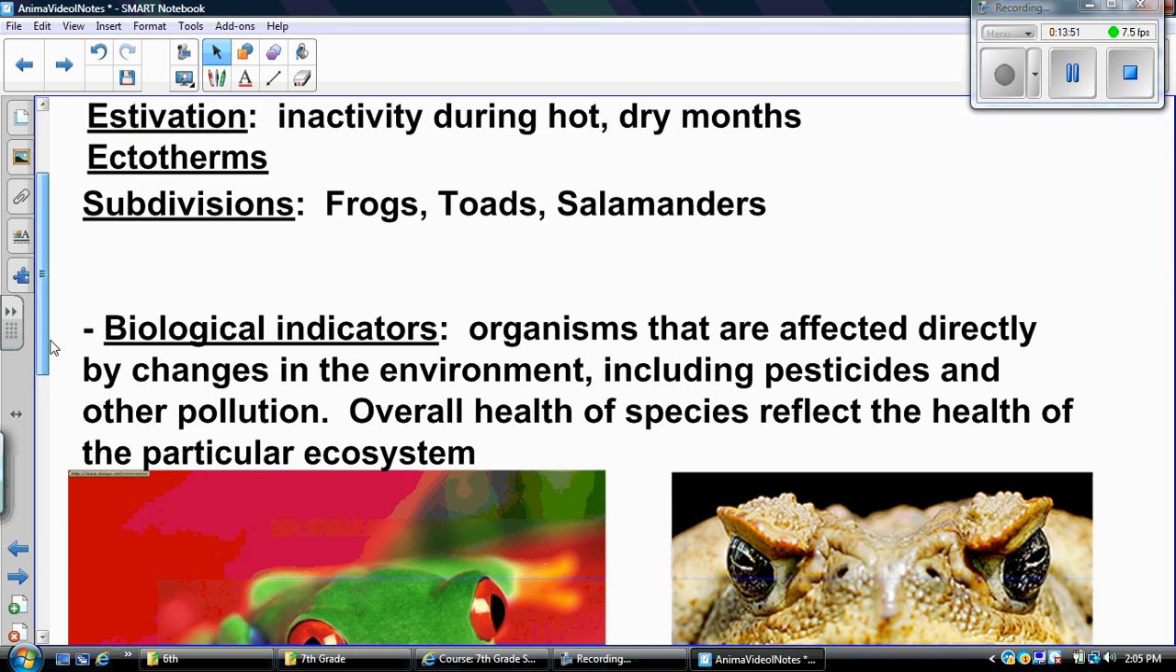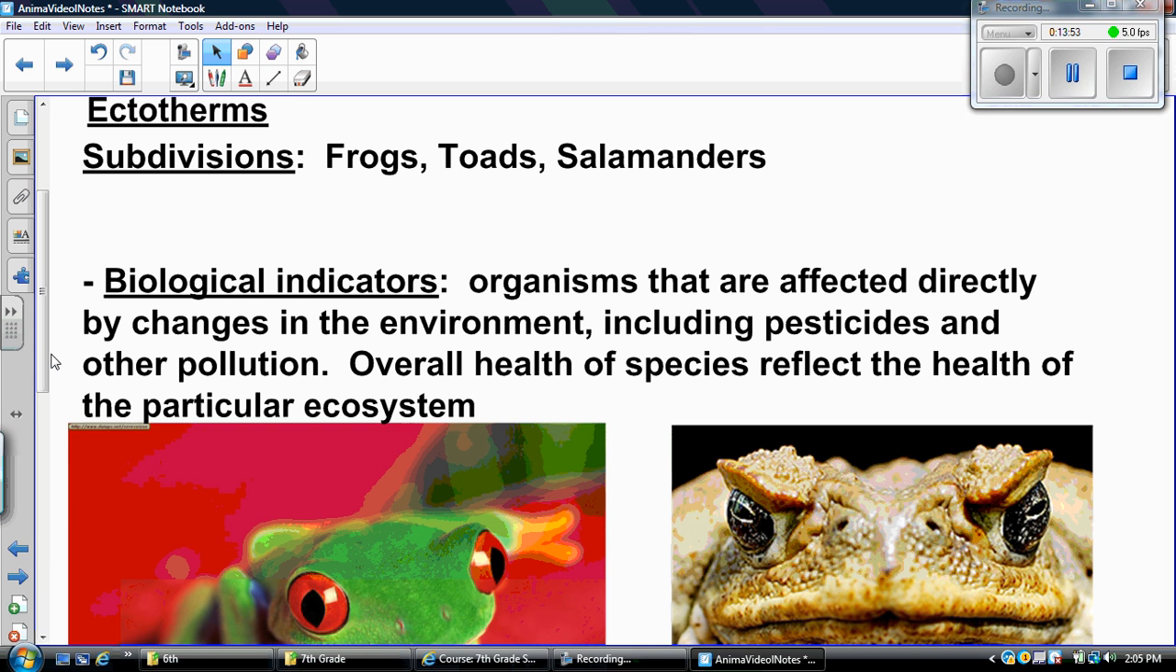So one of the cool things about amphibians is they are what we call biological indicators. These are organisms that are affected directly by the change in environment, including pesticides and other pollution. Overall health of species reflect the health of a particular ecosystem. So if you have frogs, toads, and salamanders in an ecosystem that they're supposed to be in, then that's a healthy ecosystem. If you do not have them in the ecosystem they're supposed to be in, then that means there's something unhealthy about that ecosystem, because they are very sensitive to changes in environments.